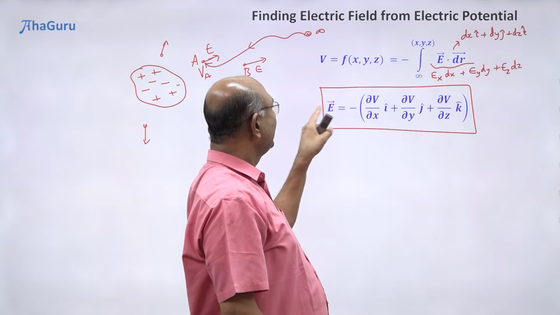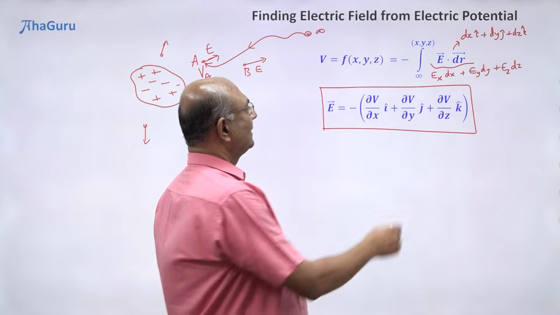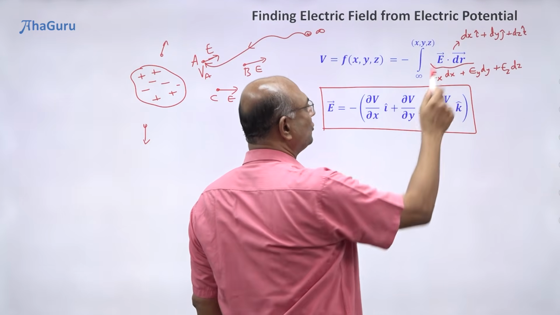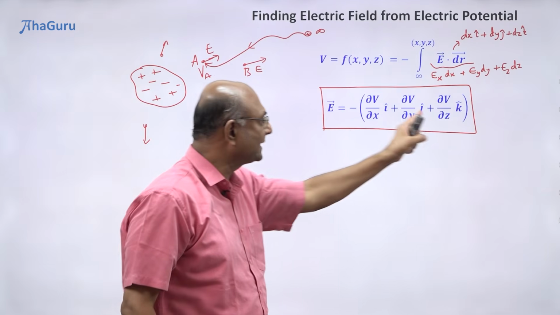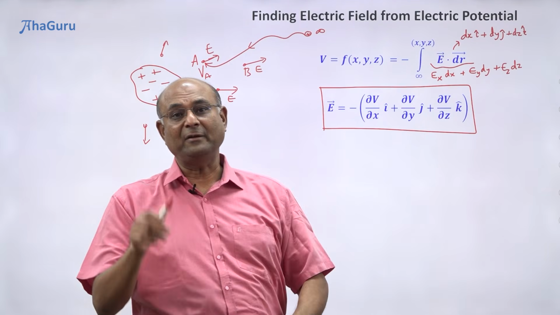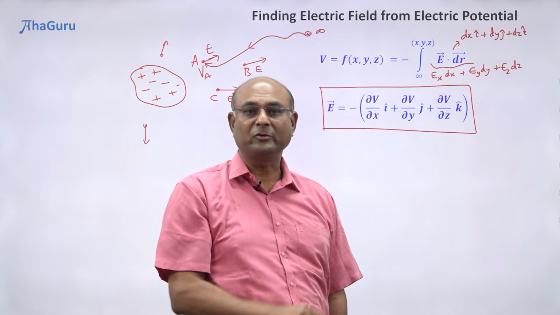Okay, so Ex you're finding by taking dou v by dou x. Ey you're finding by doing dou v by dou y. Ez you're finding by doing dou v by dou z. And so that gives you the electric field. Okay, where you're finding the electric field from the potential. This is a very important formula you need to remember and you need to be able to use.